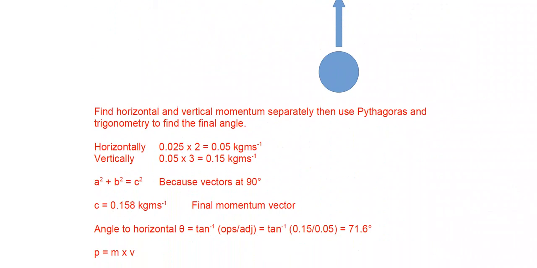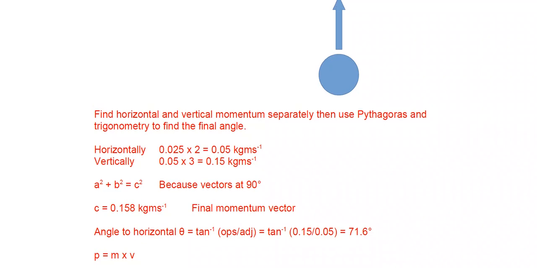Let's think about what's going to happen with the momentum. We want to find the horizontal and vertical momentum separately. Then we can use Pythagoras and trigonometry to find the final angle. So horizontally, we've got our mass times velocity, so 0.025 times 2, we get 0.05 kilogram meters per second. Vertically, 0.05 times 3, we get 0.15 kilogram meters per second.